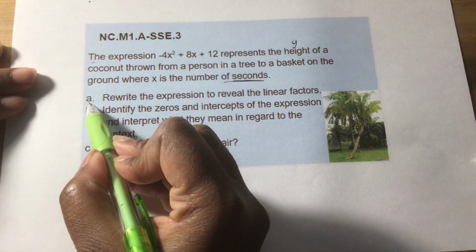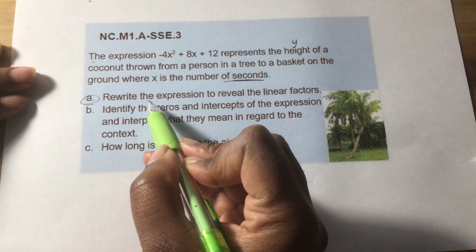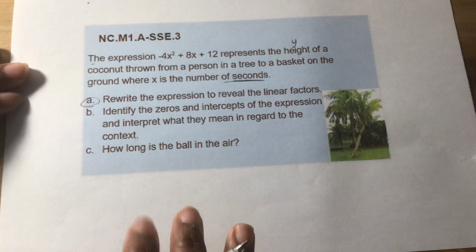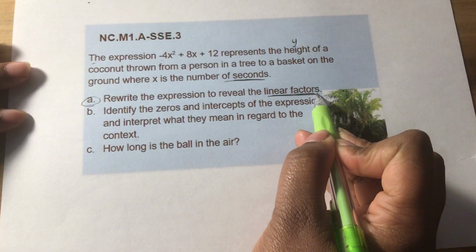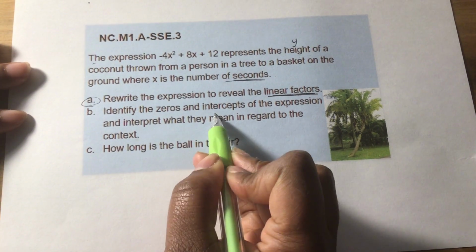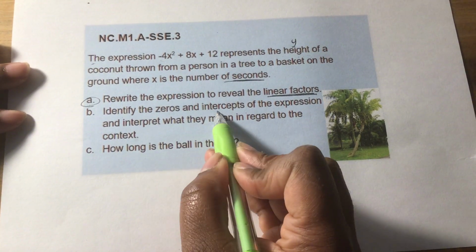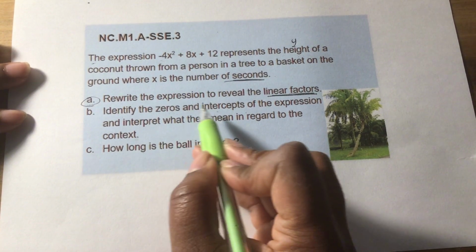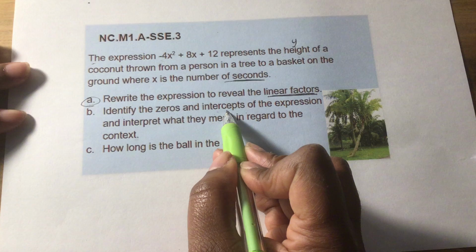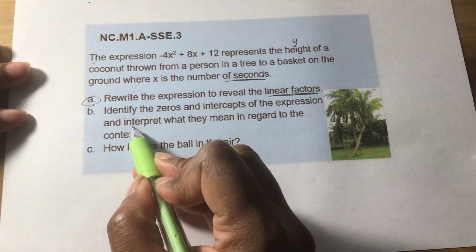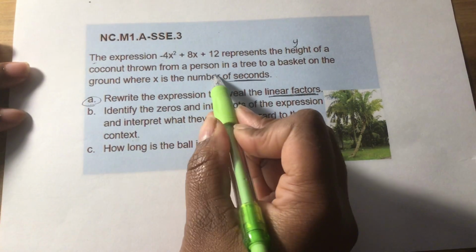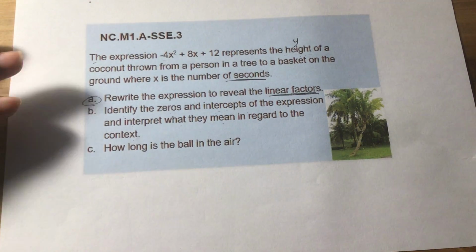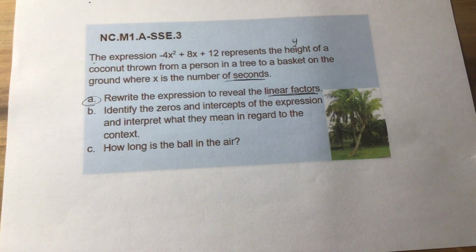All right. The first thing they want you to do is to rewrite, make sure you can see that, rewrite the expression to reveal the linear factors. Then they want you to identify the zeros and the intercepts, okay? Zeros and intercepts, synonyms, same thing. It's just all about perspective and the way you write it, okay? I'm going to show you that in a minute. Of the expression and interpret. That means tell the meaning in regards to the context of this problem. How long did the ball stay in the air? All right. So we're going to do all of those things.